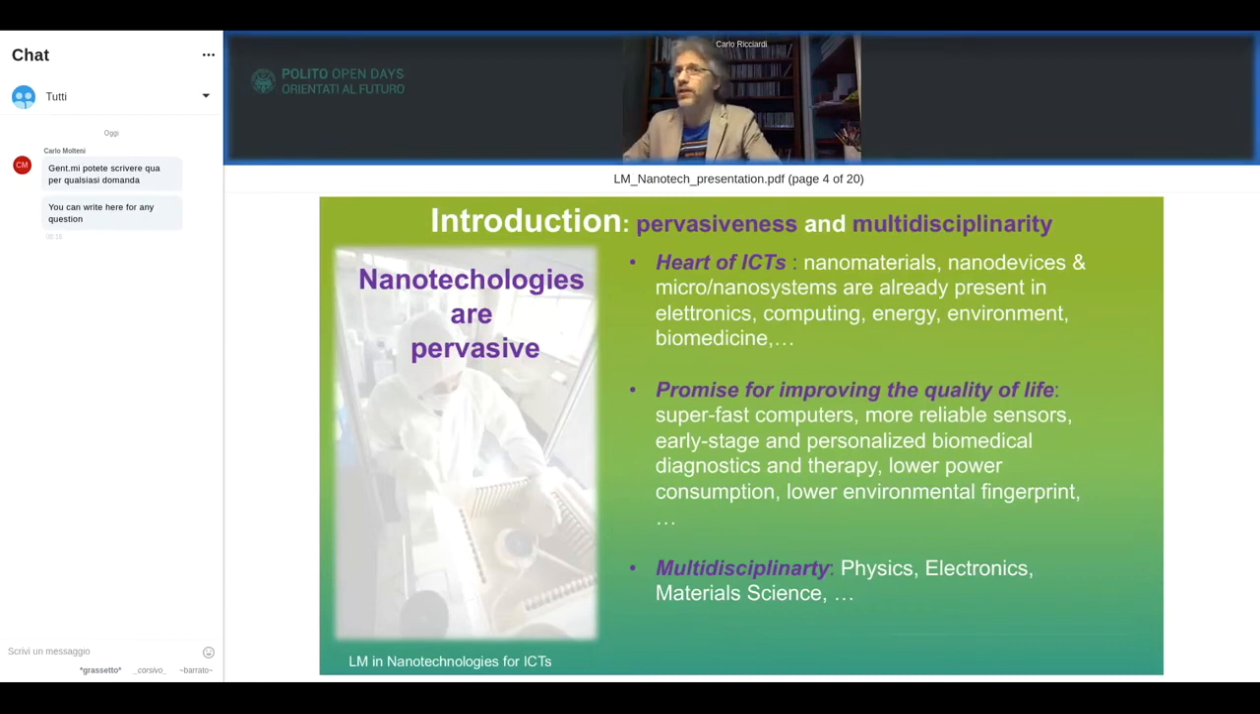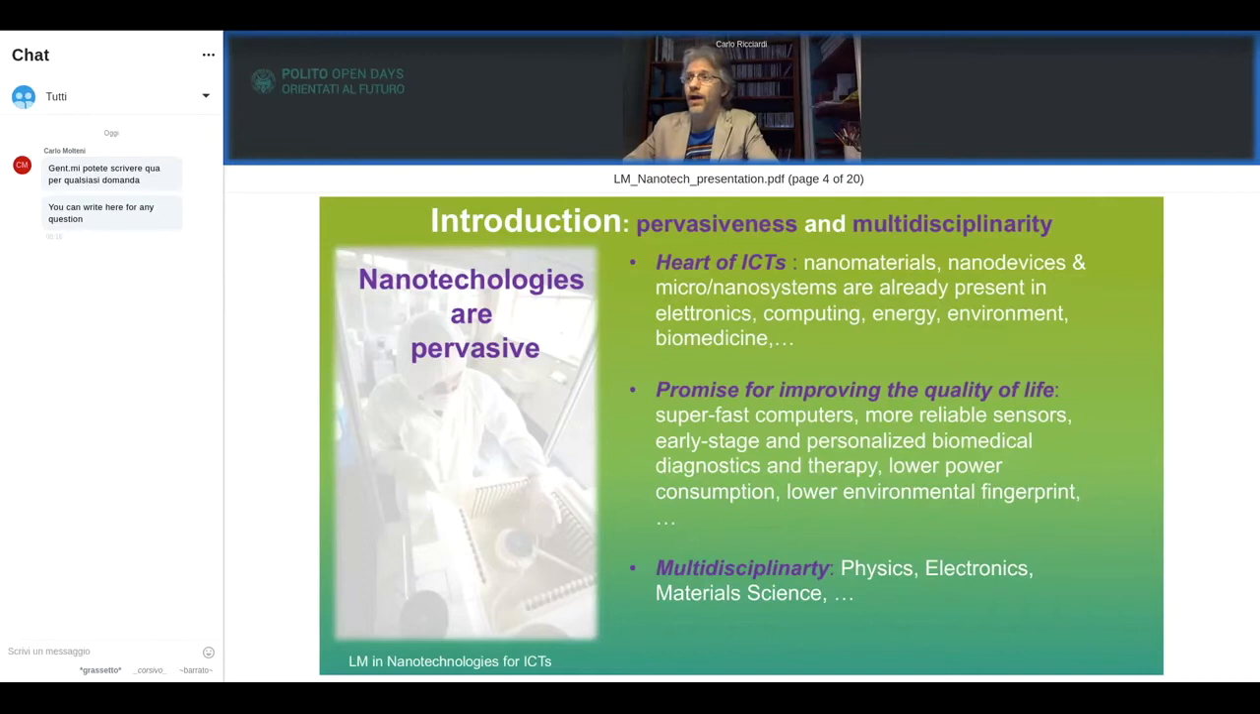Again, in the introduction, two adjectives for nanotechnologies that are typically used are pervasiveness and multidisciplinarity. Nanotechnologies are pervasive. Maybe you don't know, but they are everywhere. As I said, to give an up-to-date example, viruses are nanotechnological, nanoscale systems.